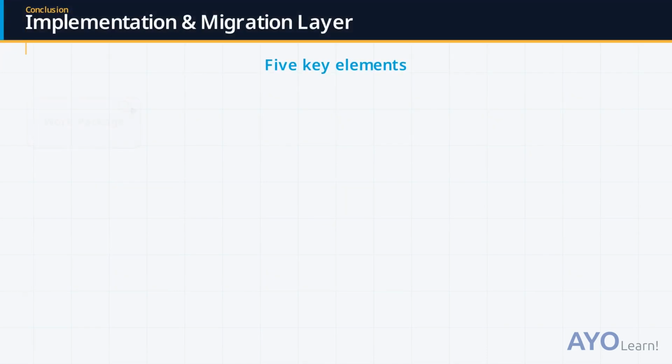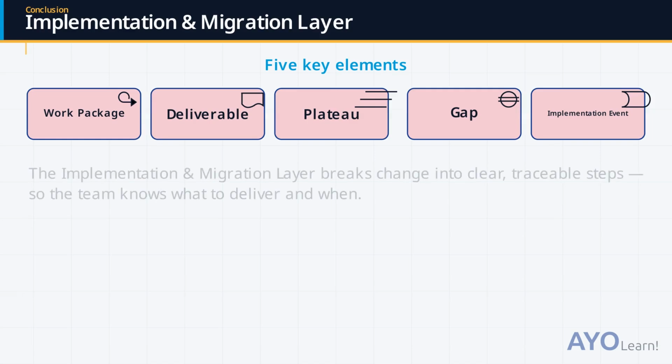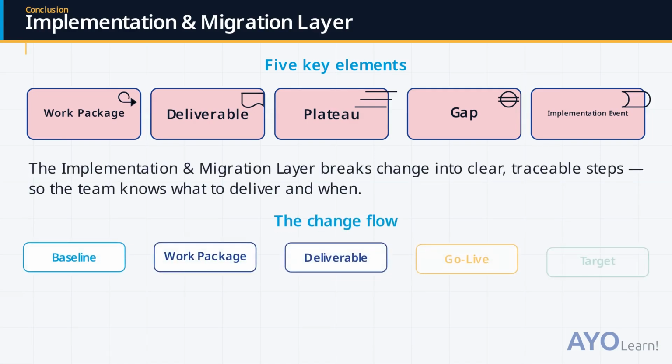Those are the 5 elements of the implementation and migration layer, breaking change into clear, traceable steps so the team knows what to deliver and when. Baseline, work package, deliverable, Go Live, target.